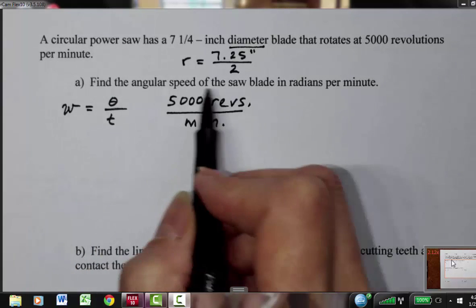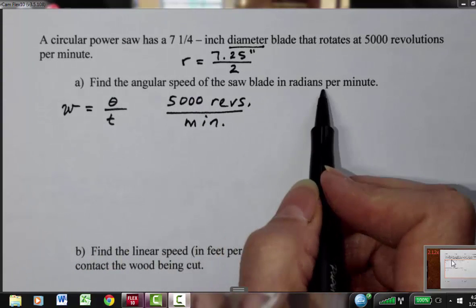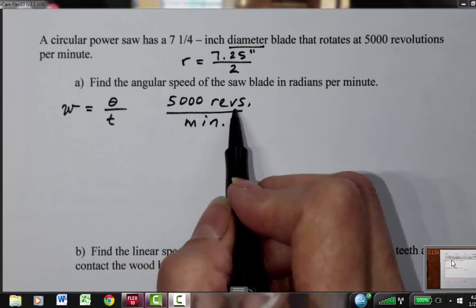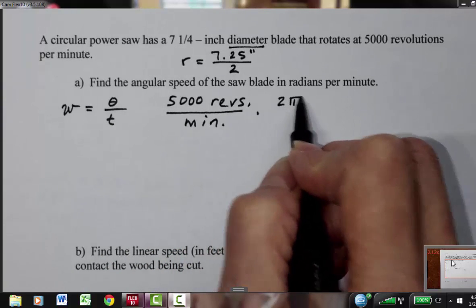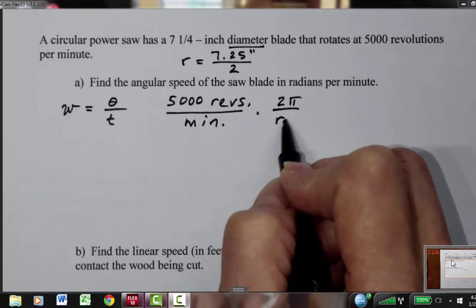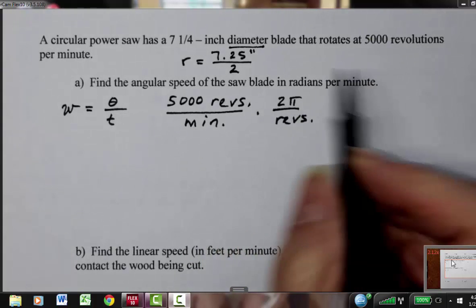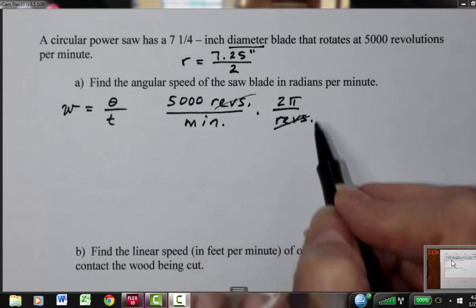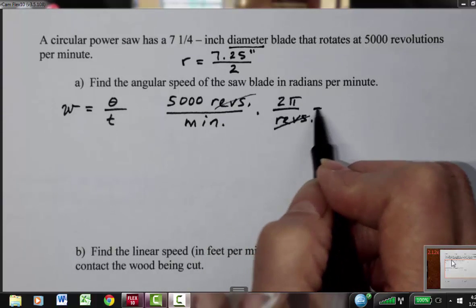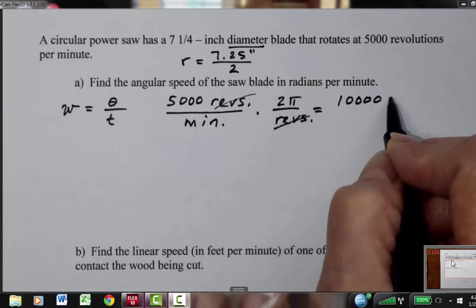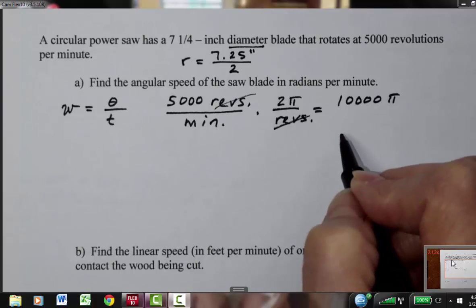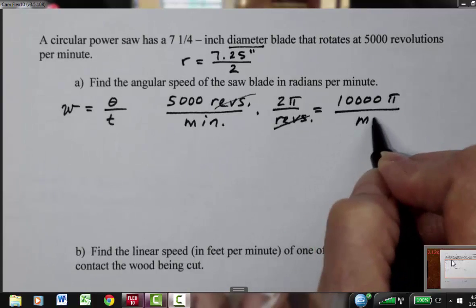And it says that it wants me to find the angular speed in radians per minute. Well, for each revolution, how many radians do I go through? I go through 2 pi radians per revolution. Notice that my units cancel out for the revolutions, and I'm left over with 2 pi times 5,000, which is 10,000 pi radians per minute.